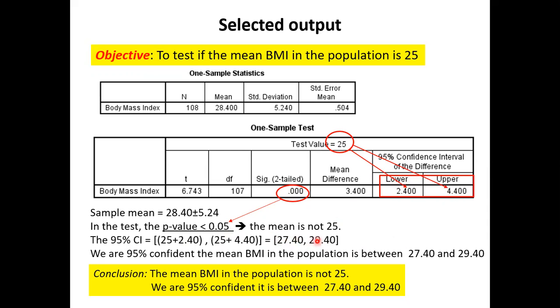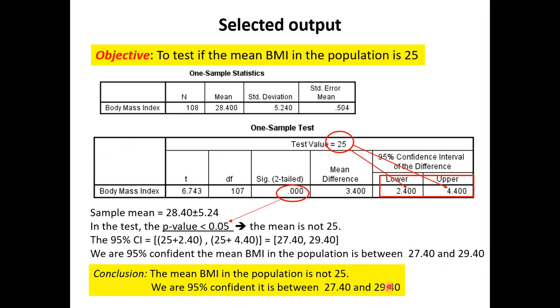That's where it is. You're asking whether it's 25. No, it's not. Then where is it? Somewhere between 27.4 and 29.4. The real conclusion: we are 95% confident the mean BMI in the population is between these two values. So that's my objective. This is my analysis. This is my results. And that's my conclusion. The conclusion says the mean is not 25. We are 95% confident it is between 27.4 and 29.4.